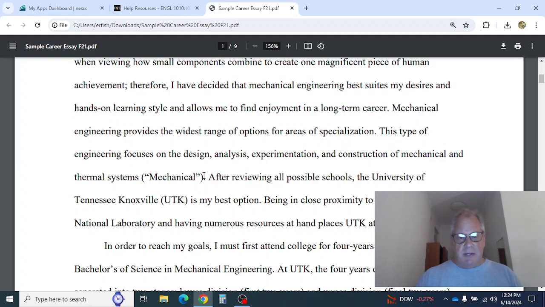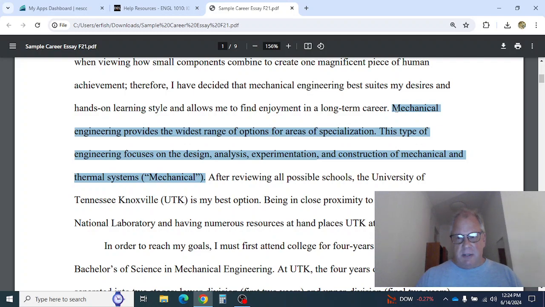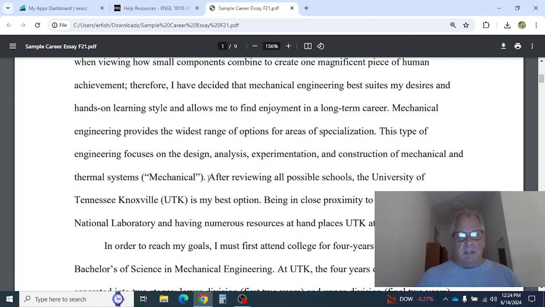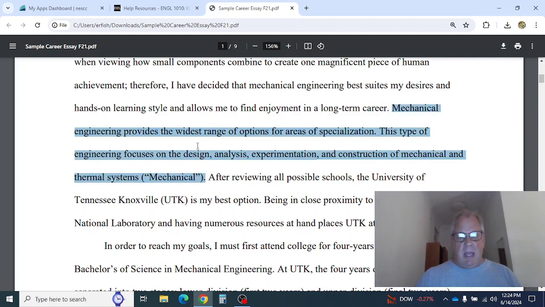Here he gives a brief definition of mechanical engineering. If you've watched that MLA video, you're going to see this as a summary or paraphrase. Probably a summary, it's pretty short. But he's getting this information from somewhere, and he's going to cite the source of that information.